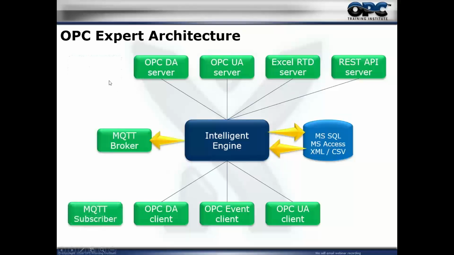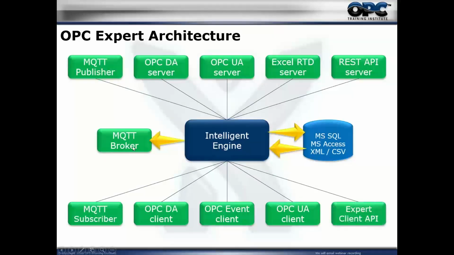There's MQTT in here. So there's an MQTT broker, a publisher, a subscriber, all included in here. So this interacts very, very nicely with your MQTT infrastructure. And of course, there's a client API as well in OPC Expert. You can build your own applications on top of OPC Expert. Okay, so again, all of this is built into OPC Expert. So when you download OPC Expert and when you run it, you actually get all of this inside it.